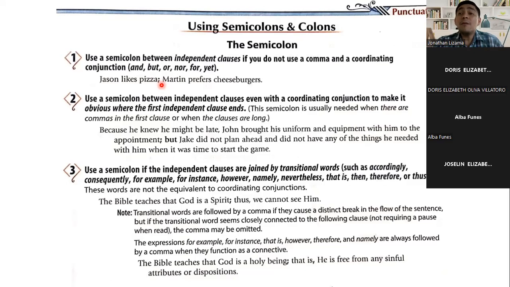Y luego vamos a tener que aplicarlos, porque como hay gramática y composición, a la hora de escribir las cartas y los ensayos, todas estas reglas hay que ponerlas en práctica. Así que espero estemos prestando atención, ¿verdad? Use a semicolon between independent clauses even with a coordinating conjunction to make it obvious where the first independent clause ends.